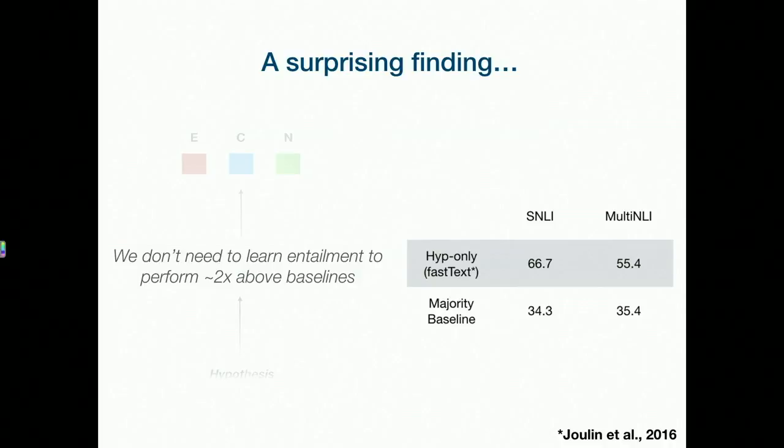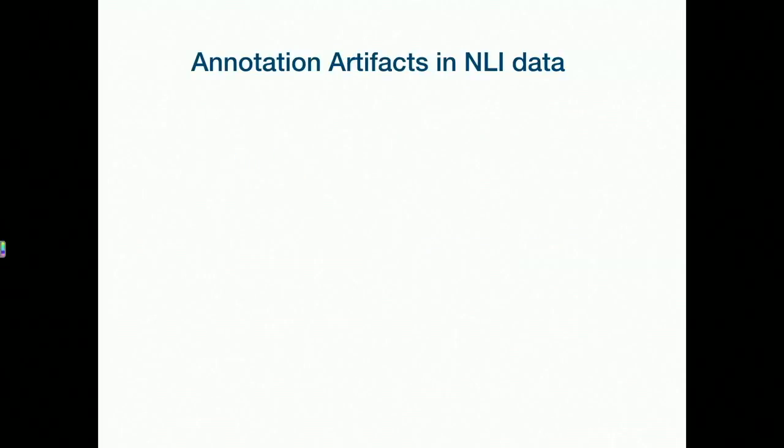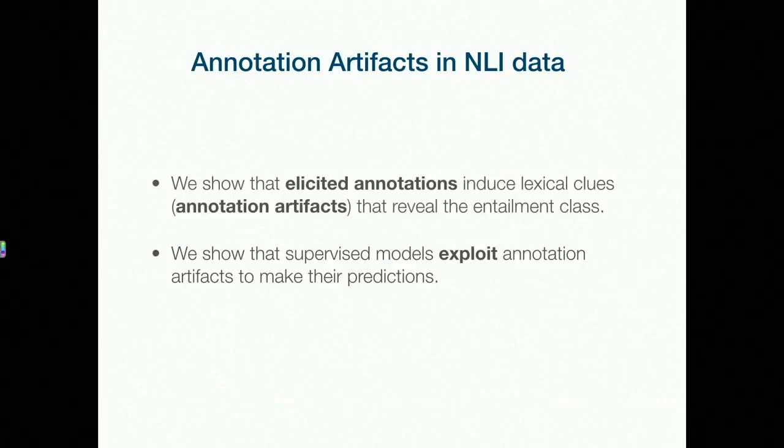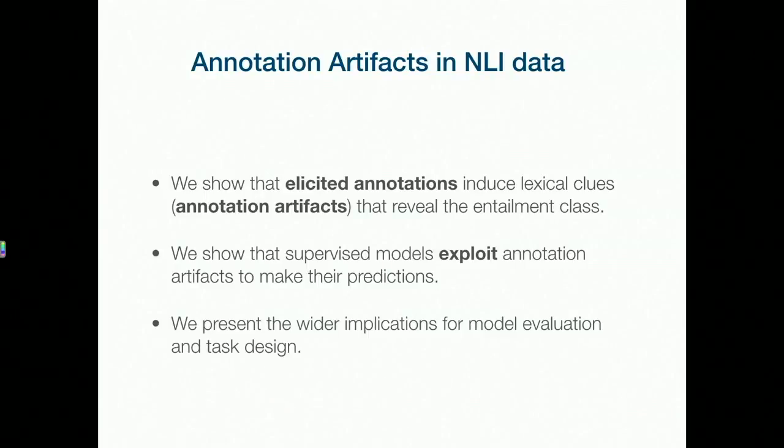And this is kind of harrowing. This tells us that those datasets aren't really doing what they're supposed to be doing. We don't really need to learn entailment to perform about 2x above our majority baselines. And so the project that we embarked on was really to answer this question of why we're able to do so well on this task with just the hypothesis. We showed that elicited annotations induce lexical clues, which we call annotation artifacts, that reveal the entailment class. We showed that supervised models, especially the top performing ones, exploit these annotation artifacts to make their predictions. And we present the wider implications for model evaluation and task design.